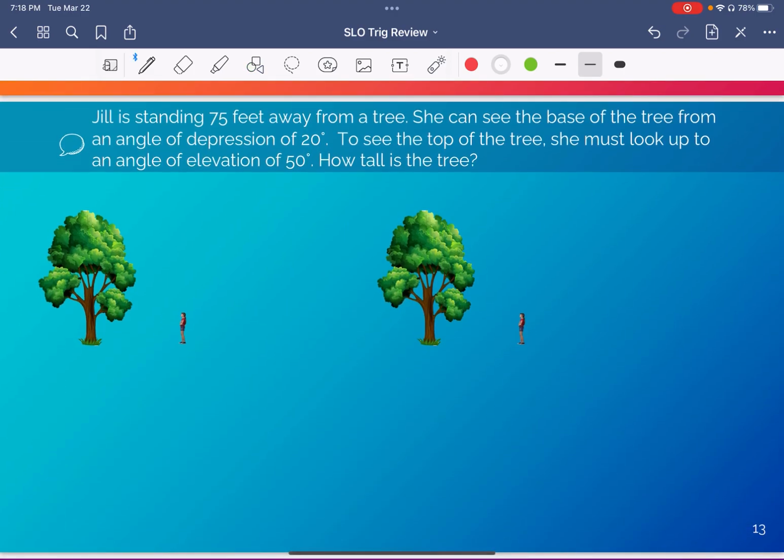Jill is standing 75 feet away from a tree. She can see the base of the tree from an angle of depression of 20 degrees. To see the top of the tree, she must look up to an angle of elevation of 50 degrees. How tall is the tree? I included two separate pictures because we will be creating two separate triangles, one that's angle of depression and one that's angle of elevation. And then we'll have to use them both together to find out the total height of the tree.